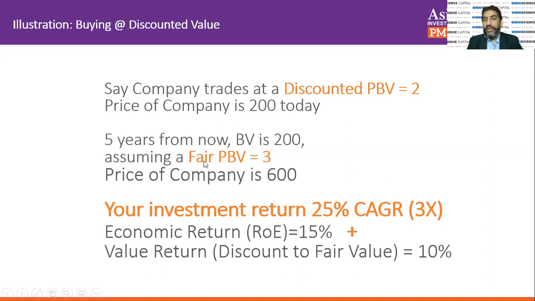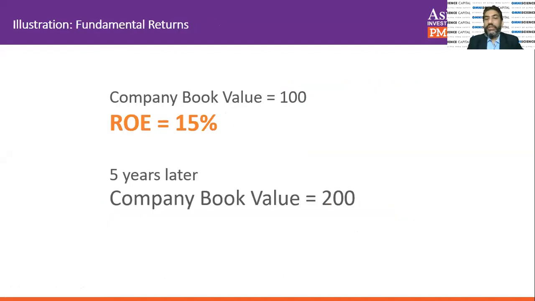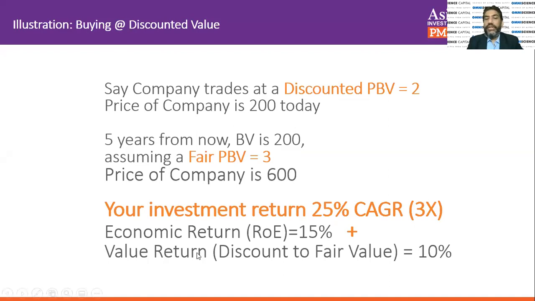Fair multiple, you are able to sell at a fair multiple. So let's say the fair multiple, the price of the company share price is 600. Your investment return is 25% instead of 15%. And it's now 3 times instead of 2 times. So you have 1x extra. The economic return is 15%, still like in the previous example. Here what I illustrated. But the value return, in addition, you have what we call a value return, discount to fair value. That is generating an extra 10% per annum for you. That's why you get a 25% CAGR, and it makes a huge difference to your portfolio value, 2x versus 3x.